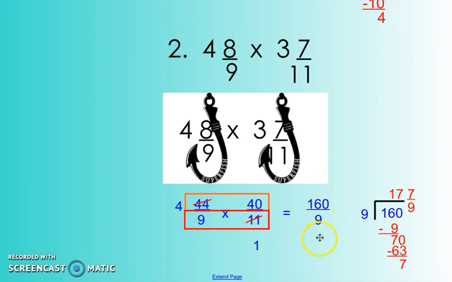So let's change this improper fraction to a mixed number. How many times does 9 go into 160? Well, let's start off with 9 into 16. Well, it goes in there 1 time. That's 9. And I have 7 left over. So I can drop down my 0. How many times does 9 go into 70? Well, it goes in there 7 times. 9 times 7 is 63. And I have 7 left over. So I'm going to put my little remainder up here. That's my additional parts. And so I have 17 and 7/9 as an answer.